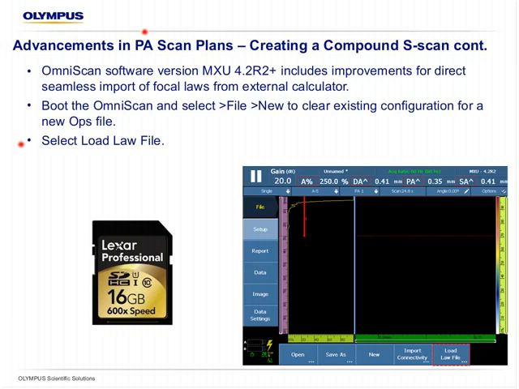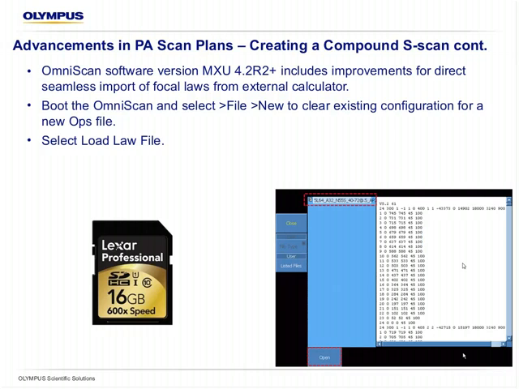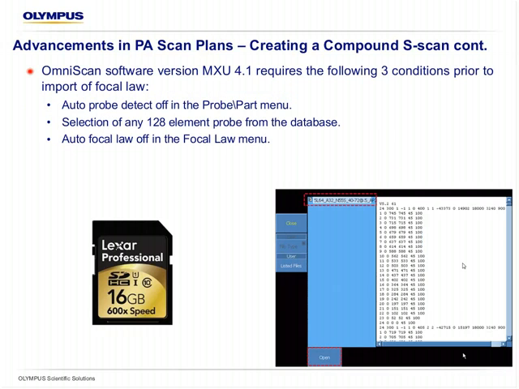Select Load Law File. And the previous version, 4.1 of the OmniScan software, in fact, all of the modules and generations of base units, modules, and software for the OmniScan MX2 and SX are compatible with the compound S-scan. It's just been made a little bit more seamless and easier using the latest versions.